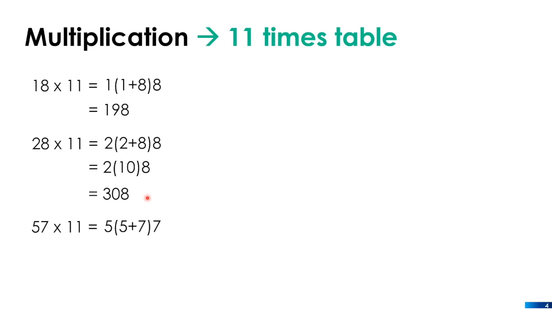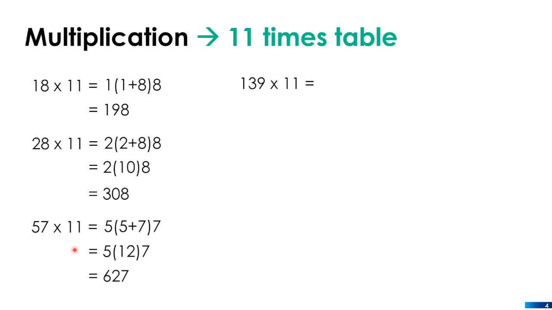57 times 11. 5, 5 plus 7, and 7. So you get 5, 12, and 7. So similarly for 12, you take the 1 and you put it over to the 5. You carry it over to the 5. So you get 6, 2, 7.